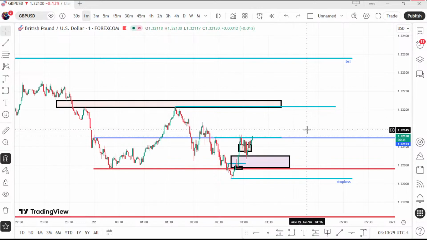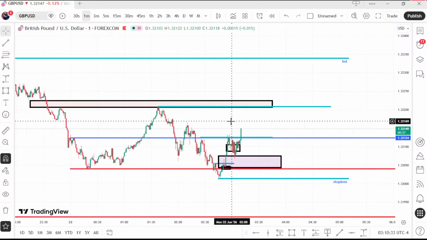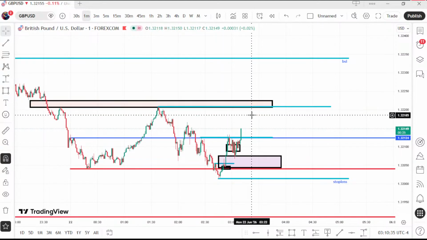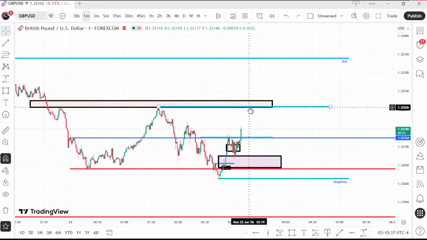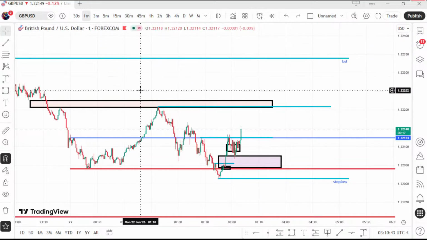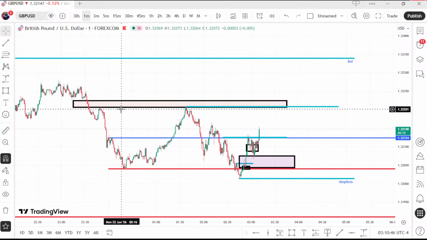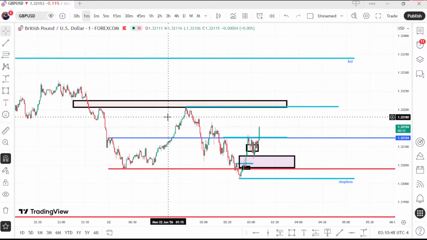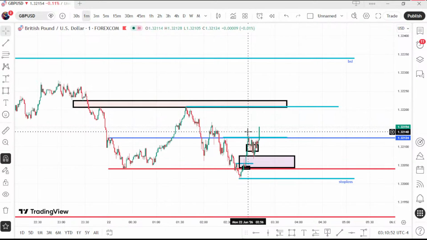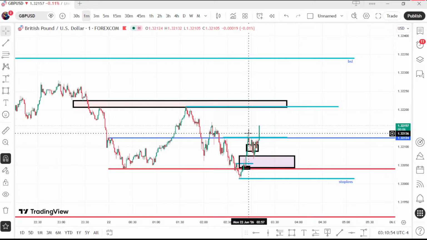So let's see if price will actually come to that area. So we're gonna see. Yeah, let's see if price will come out to this one and also to that one. Remember, our higher time frame analysis is bearish, but since we are intraday trading and reading every candlestick, we're gonna do everything.